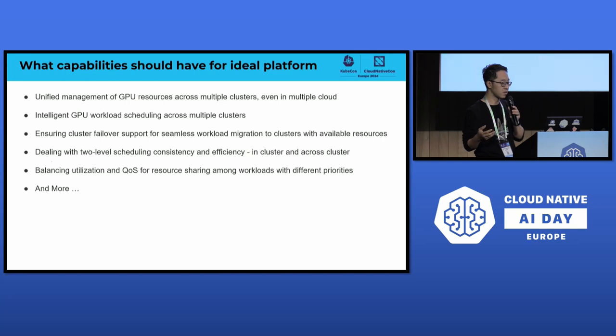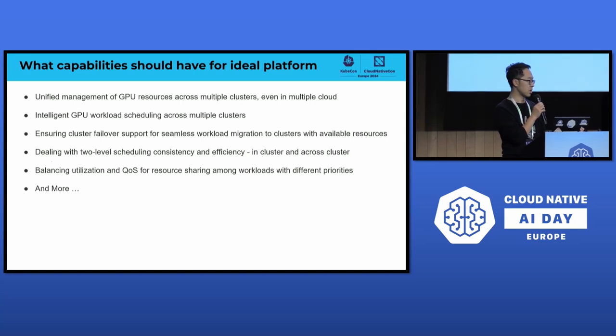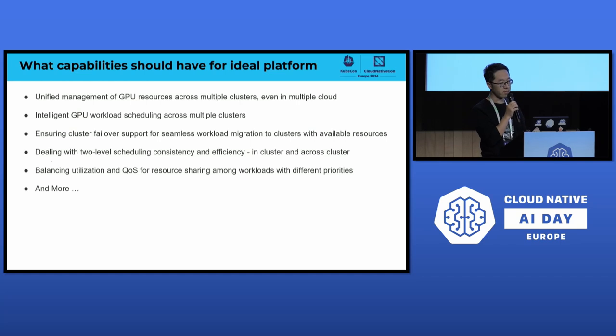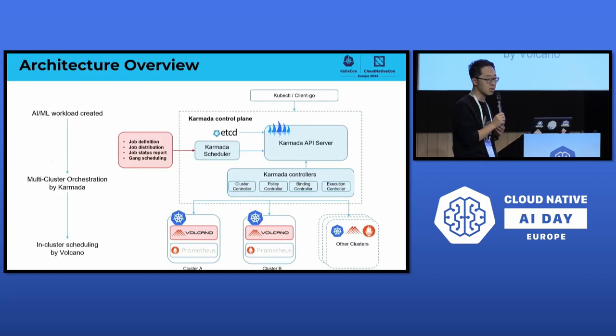Also, ensuring cluster failover to support workload migration between clusters is very important. And when you move to a multi-cluster or multi-cloud architecture, one-level scheduling is not very easy to implement because you are caching too much data of the whole environment. But when you choose two-level scheduling, consistency and efficiency become a very big problem. Also, today a lot of people are exploring the implementation of GPU sharing, right? This is also a very interesting topic. So an overview of the architecture looks like this.